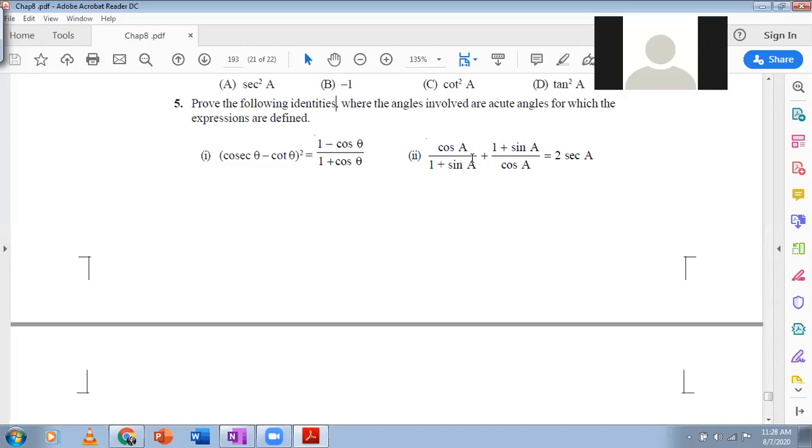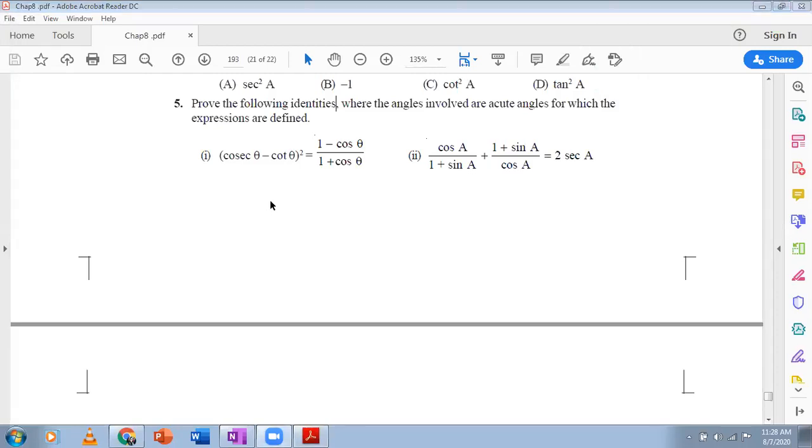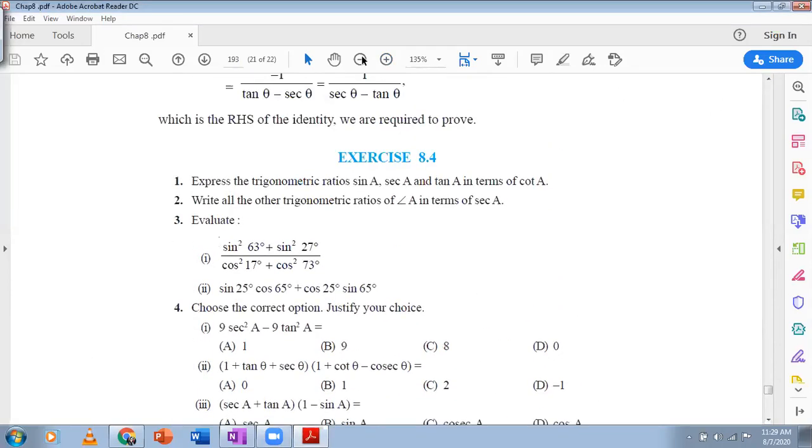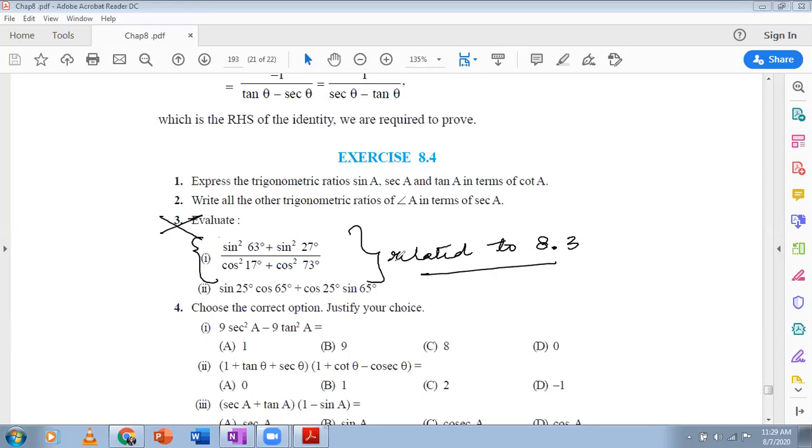No, ma'am. Okay. So I'm just going to start with, wait a minute, let me just, from exercise 8.4, there's one question to be deleted, this one. Question number 3. This is related to 8.3. So this will be not in your syllabus.